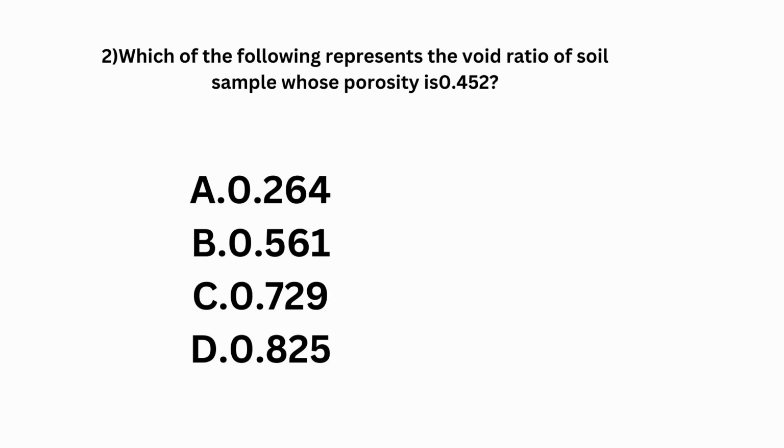Question number 2. Which of the following represents the void ratio of soil sample whose porosity is 0.452? First of all, we need to know what is void ratio. Void ratio is the ratio of volume of voids to the volume of solids, and it is represented by E. Porosity is the ratio of volume of voids to the total volume of soil, and it is denoted by N.